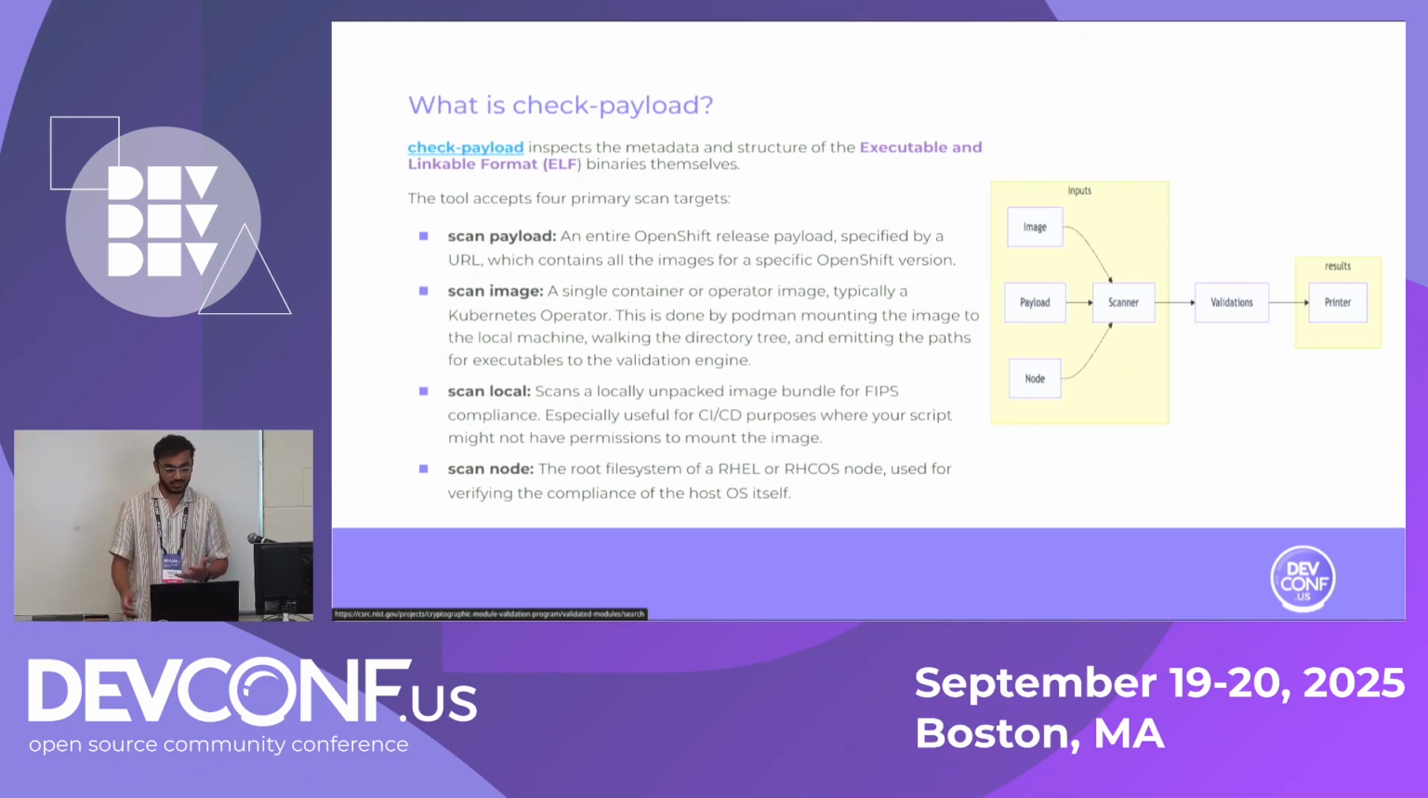Scan local is something similar to scan image, but it allows you to scan a locally unpacked image on your machine. It is especially useful for shared CI/CD systems where you do not want to give root permissions to Podman to mount the image. And so that's something we have actually used. And then there's also scan node, which allows you to scan the entire root file system of a RHEL or a CoreOS node, and it verifies the compliance for that.